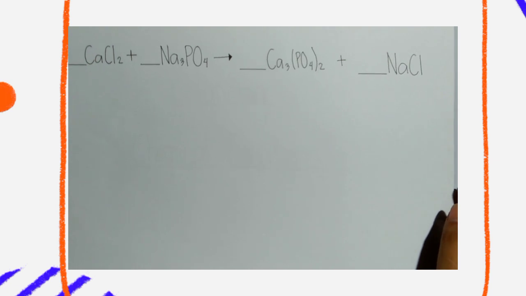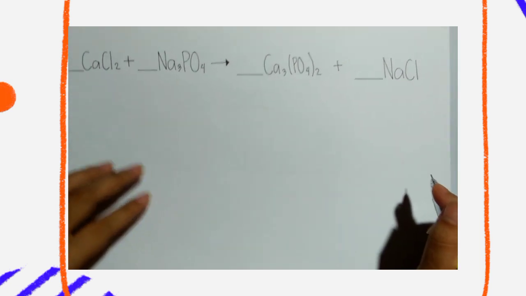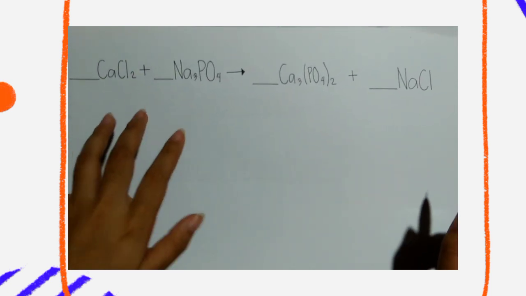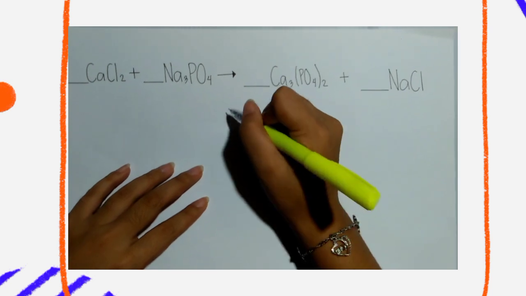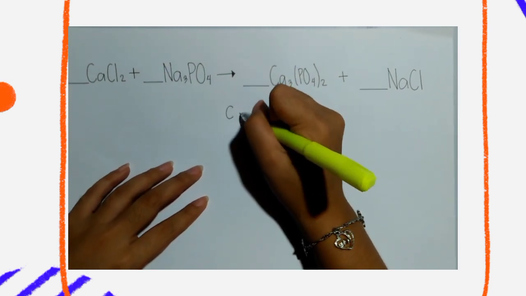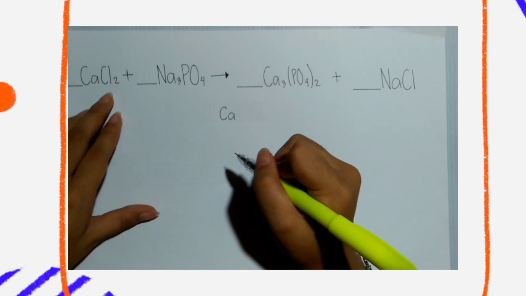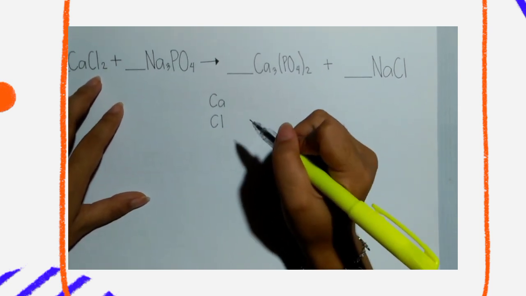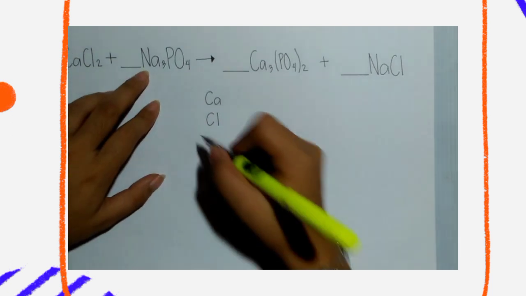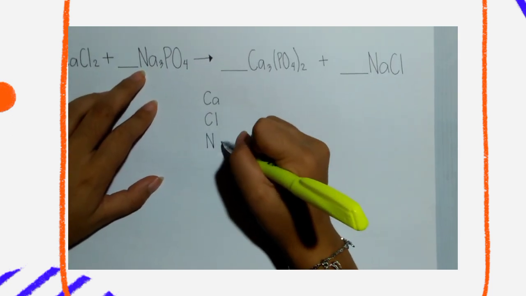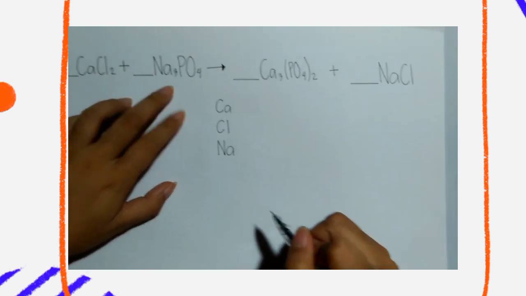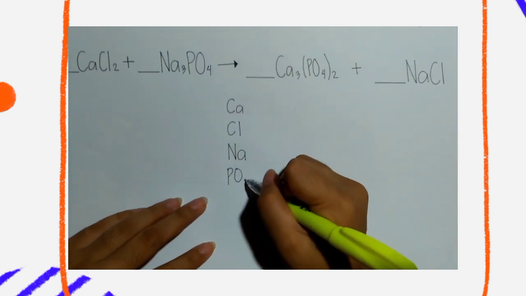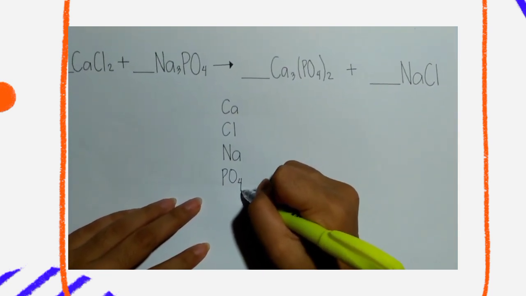So first, we need to write the elements or the formulas from the reactants and the products. So we have Ca, or calcium, and Cl, or chloride, Na, or sodium, and PO4, a polyatomic ion, which is phosphate.